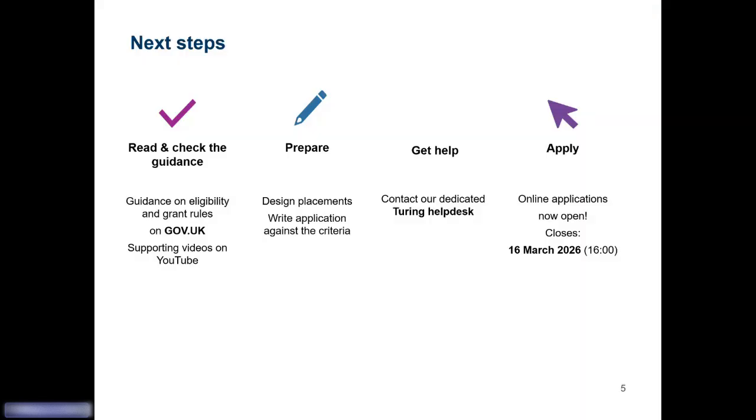I'll just finish off this session by pointing out the next steps. Obviously, continue to work with the guidance on the eligibility and grant rules that are available on gov.uk and the supporting videos on YouTube as you progress in your project planning and ultimately your application. Work to prepare, designing your placements and application. If you do need help, you can contact our dedicated Turing help desk using the inquiry form that's available online. And please bear in mind the applications are now open and the application window closes at 4 p.m. on the 16th of March. So that's the deadline to really focus on.